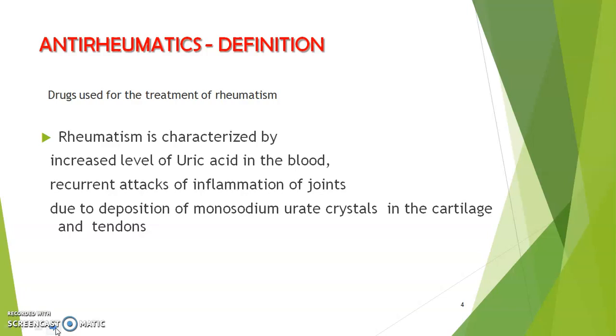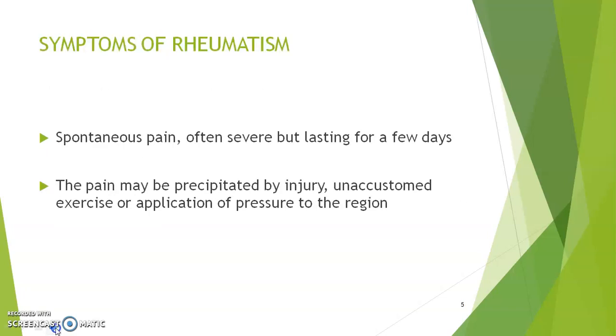Now, what is rheumatism? Rheumatism is characterized by increased level of uric acid in blood, recurrent attacks of inflammation of joints due to deposition of monosodium urate crystal in cartilage and tendons. Symptoms of rheumatism are spontaneous pain, often severe but lasting for few days. The pain may be precipitated by injury, unaccustomed exercise, or application of pressure to the region.